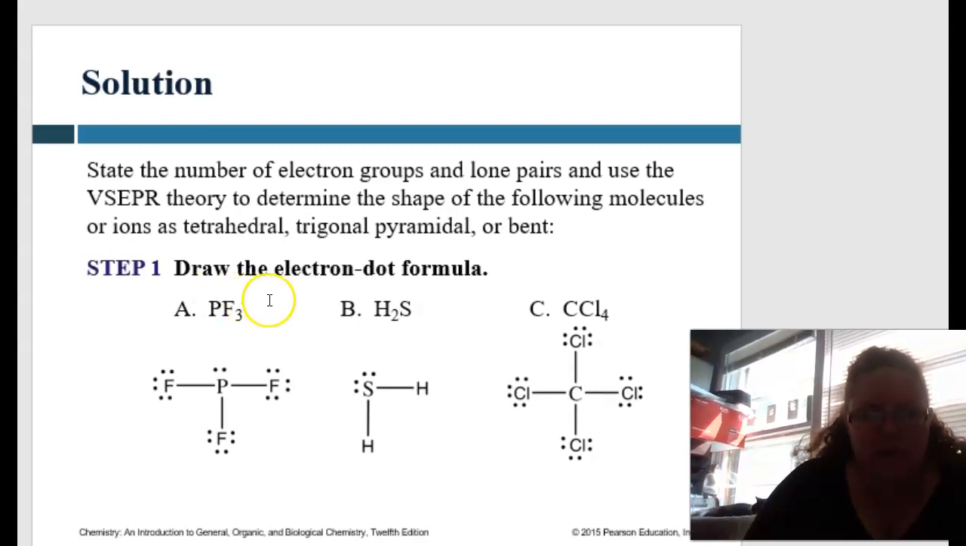So first what we're going to do is draw that electron dot formula. Okay, so we have 1 central phosphorus and 3 Fs. We have 1 central S, 2 hydrogens. We have 1 central carbon, 4 chlorines.